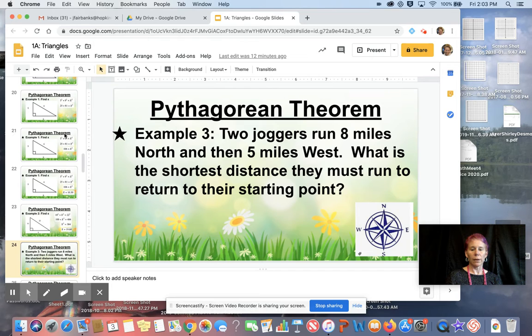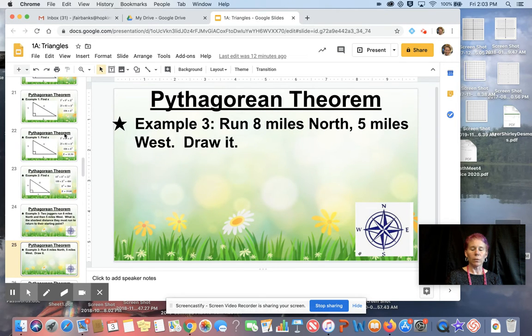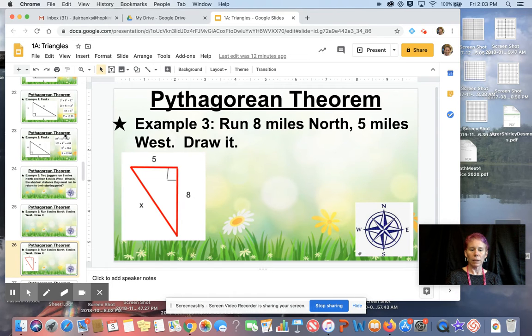We can do Pythagorean theorem when we have some word problems. So here we have 2 joggers running 8 miles north and then 5 miles west. What is the shortest distance they must run to return to their point? So the first thing we would do is draw a labeled picture. So we would run 8 miles north, 5 miles west. We want to try to draw that. I gave you a compass in the bottom corner to help you out. And it should look like this.